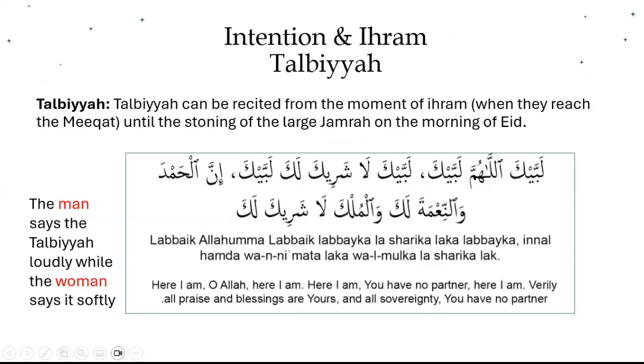Kabir. And then the talbiyah, I'm sure many of you have done umrahs. The talbiyah, as soon as you enter ihram: Allahumma labbaik, labbaik, Allahumma labbaik, labbaik la sharika laka labbaik, innal hamda wa ni'mata laka wal mulk la sharika lak. That's the talbiyah. For the men, they have to say it loudly. For women, softly.